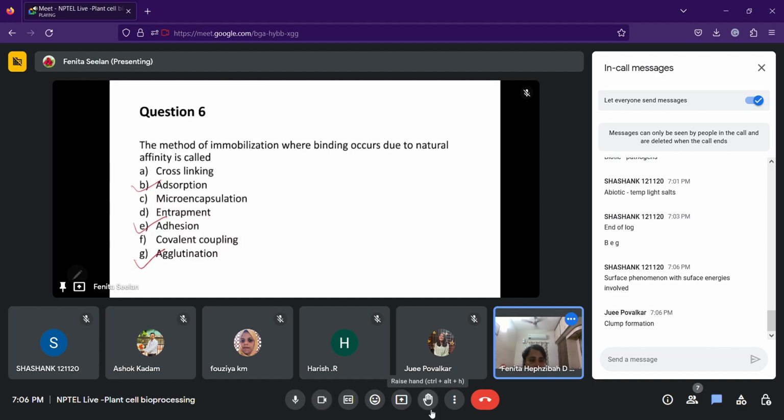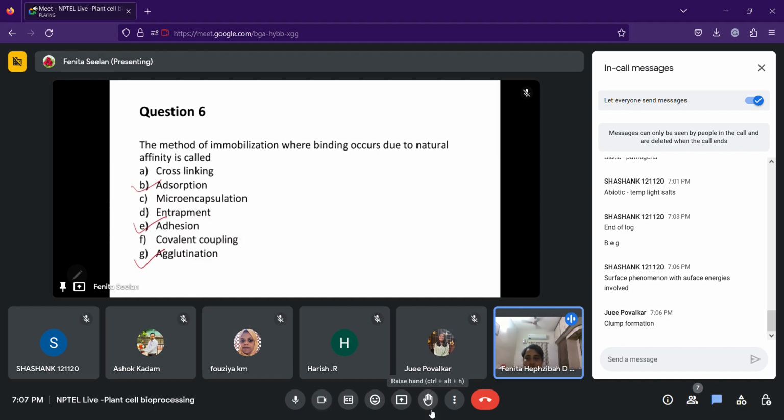Surface phenomena with surface energies are involved. Yes, Joey, it is clump formation. Agglutination is the formation of clumps, also due to the natural affinity happening between two things, your gelling polymer and your cells, for example. So these are natural affinity containing agents.